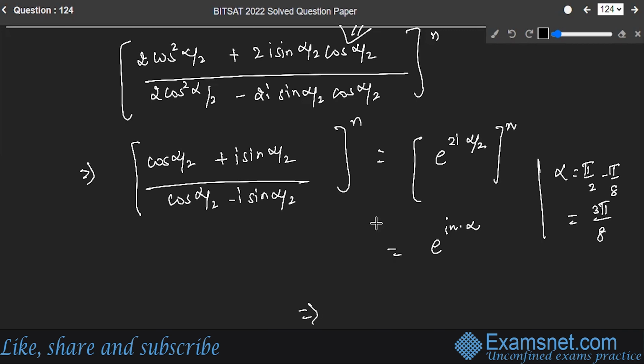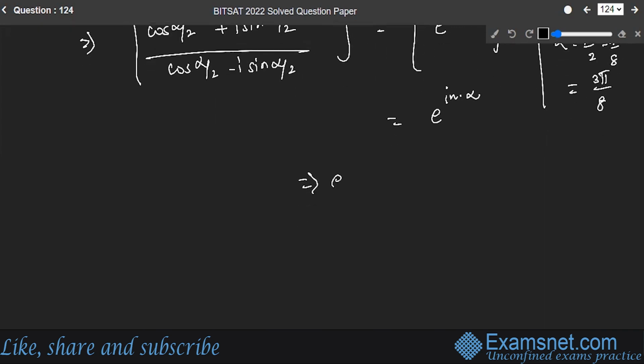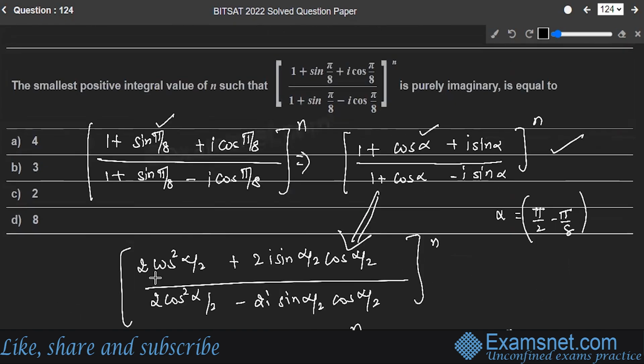Or this becomes equal to e power i n 3π/8. Or this is cos(3nπ/8) + i sin(3nπ/8). All right, so here you have option A as the right answer. Hope you got that. I hope you understood this. Let's move to the next question.